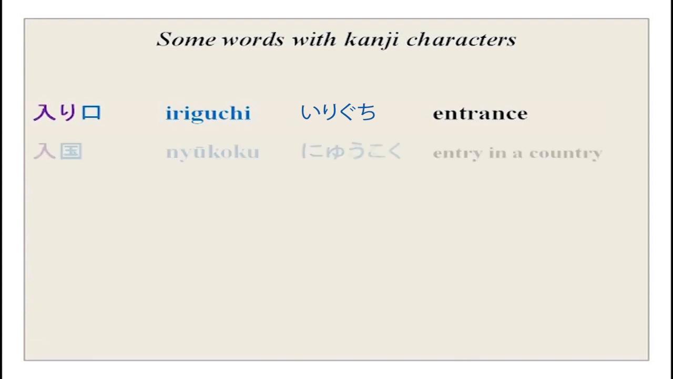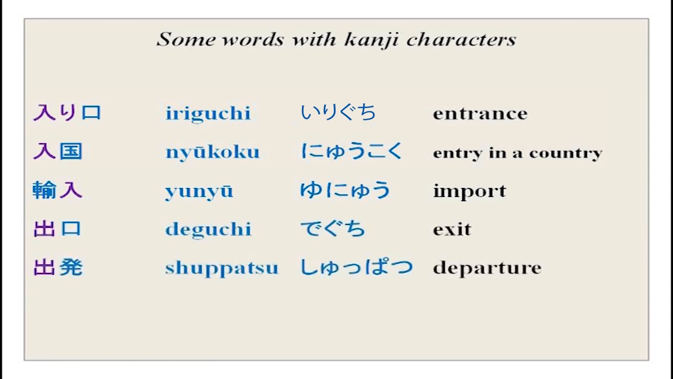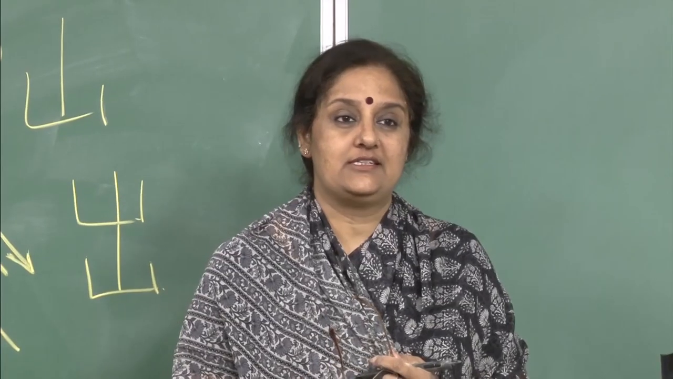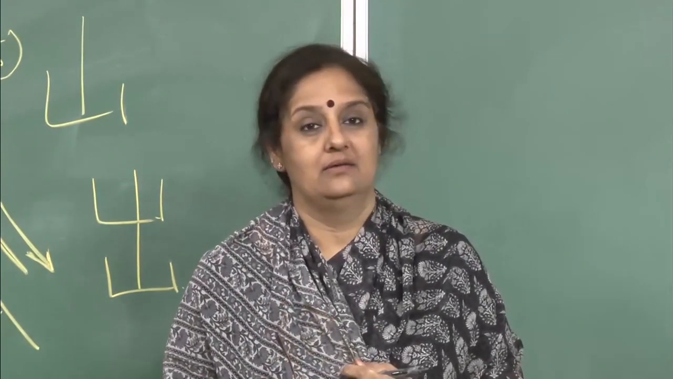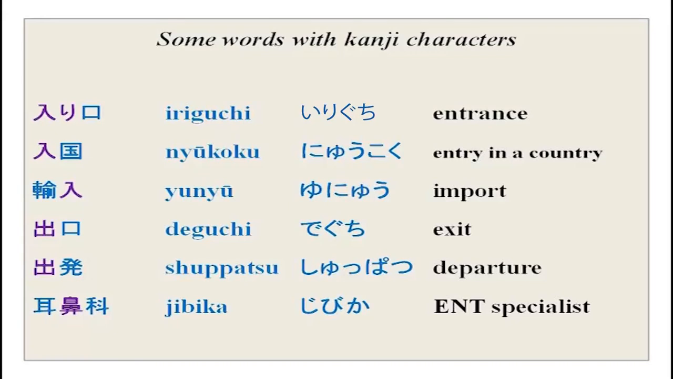Iriguchi, Nyūkoku, Yūnyū, Deguchi, Shuppatsu, Jibika. So, there is a reason for giving these characters to you. There is a reason why I read it out, so that you can get the pronunciation, one, and second, you also see how these kanji characters are used, and you can also make sentences which will help in conversation. So, try to read these, try to write them, practice them at home.